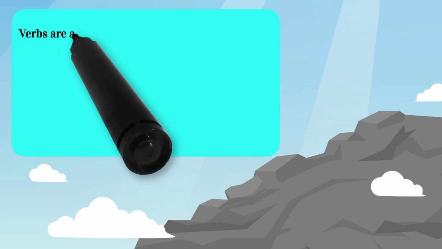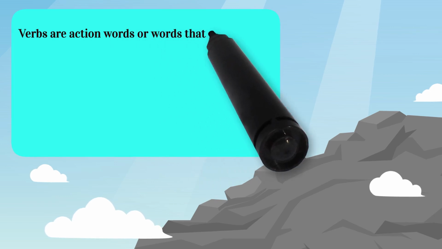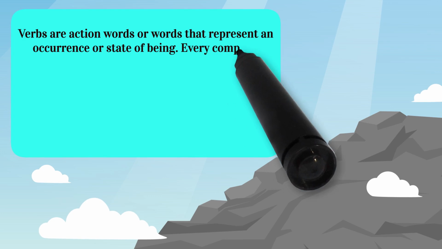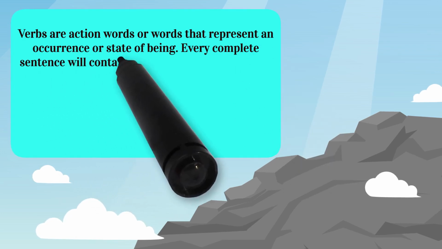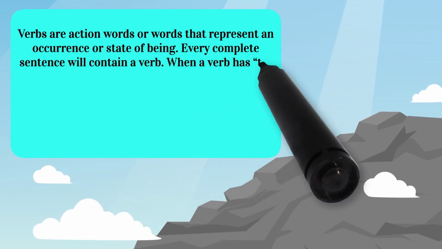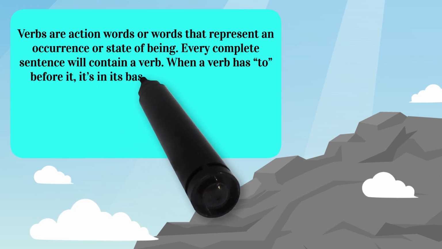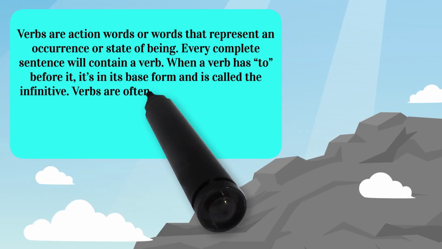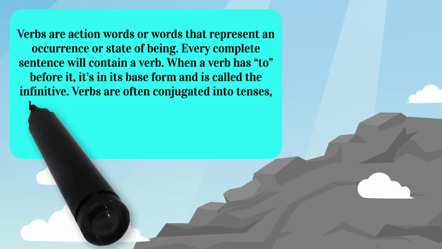Finally, we have verbs. Verbs are action words, or words that represent an occurrence or state of being. Every complete sentence will contain a verb. When a verb has to before it, it's in its base form and is called the infinitive.